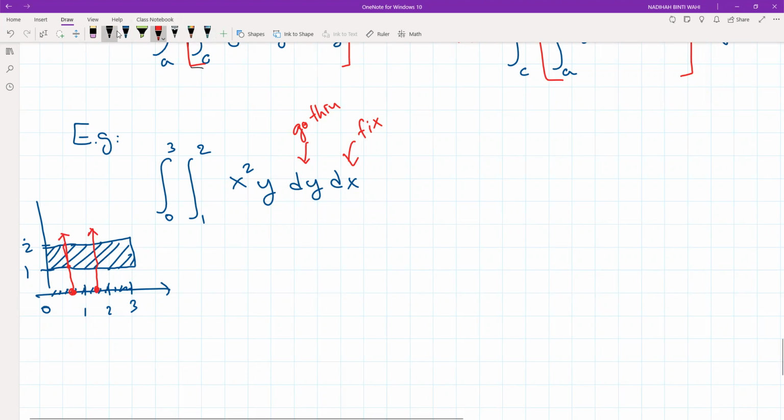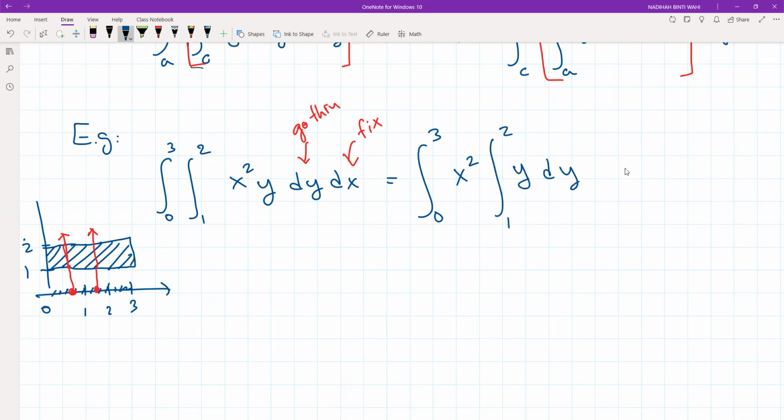Okay, so macam mana nak evaluate this? So you evaluate the inner part first. So x adalah constant, so you can take it out, x squared, integral from 1 to 2, y dy, and then dx. So you can evaluate this first. Okay, apa nilai dia? y dy.